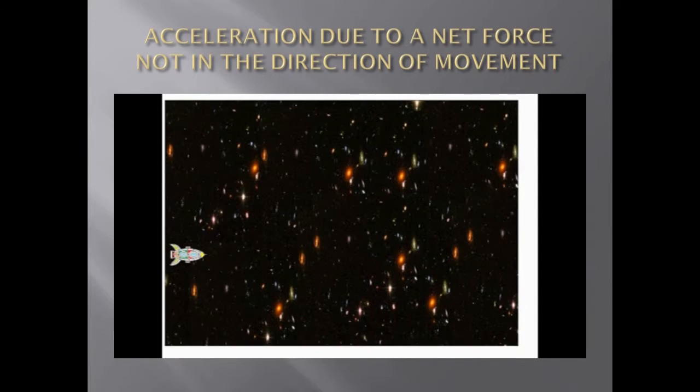If we want to change the direction of travel, we engage a side thruster that creates a net force, and the craft will change direction or accelerate in the direction of the net force.